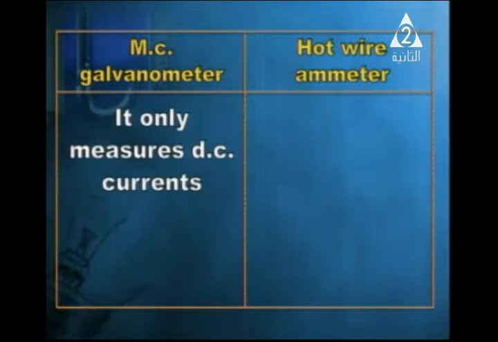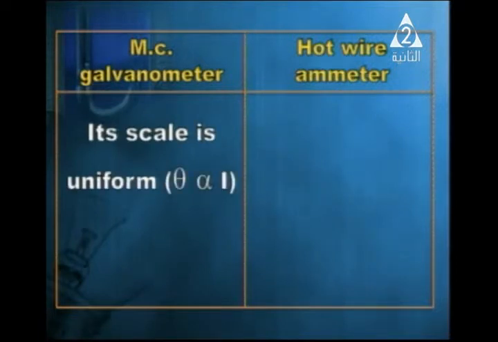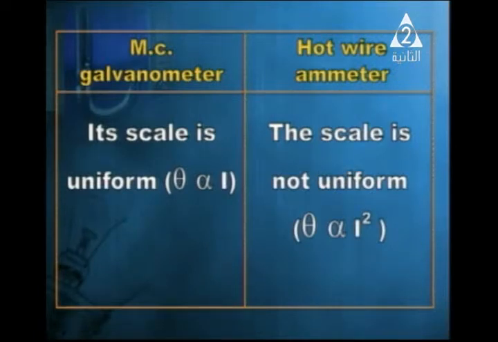The moving coil galvanometer only measures DC currents. The hot wire emitter measures the effective value of AC current, and it measures DC currents. The scale of the moving coil is uniform; the angle of deflection theta is proportional to the current itself. But the scale of the hot wire is not uniform; theta is proportional to I squared.